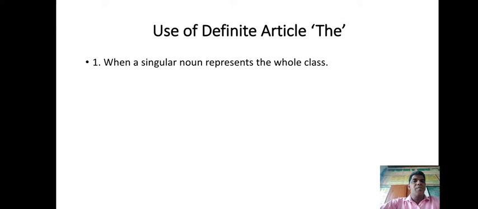Now, use of the definite article "the". When a singular noun represents the whole class, the article "the" is used. For example, the dog is a faithful animal. Here, the singular noun dog represents the whole class of dogs, and that is why it is preceded by the article "the".